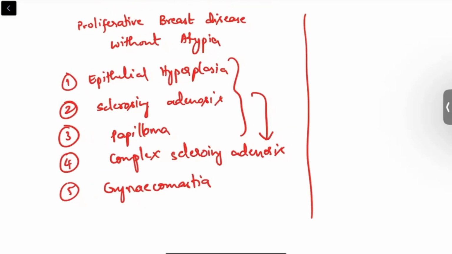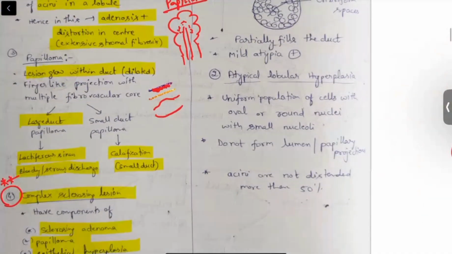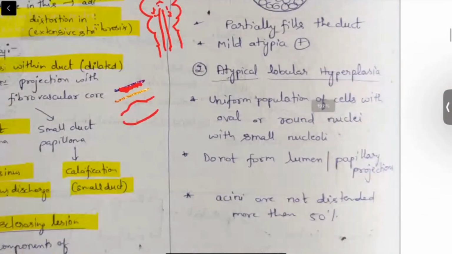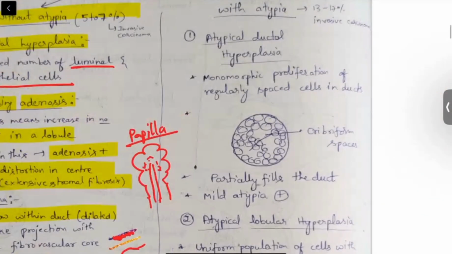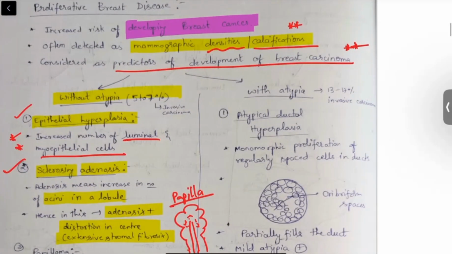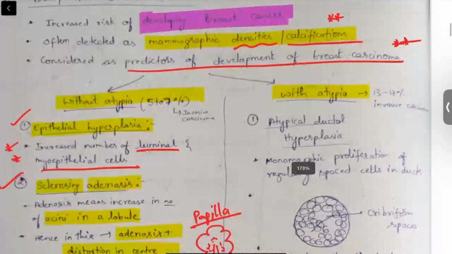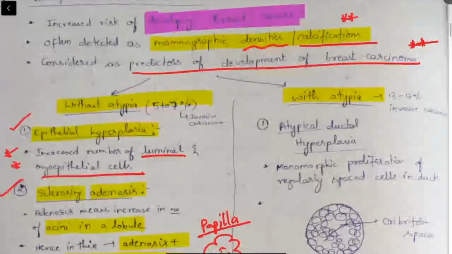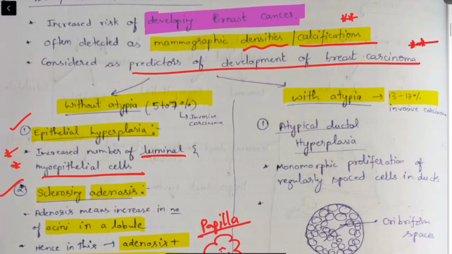Now coming to proliferative breast diseases with atypia. I am taking it nice and slow so that all of you get the basics right and then we can hurry it up. Starting with proliferative breast diseases with atypia, this has more risk of developing into invasive carcinoma, that is 13 to 17% risk, more than proliferative breast disease without atypia.